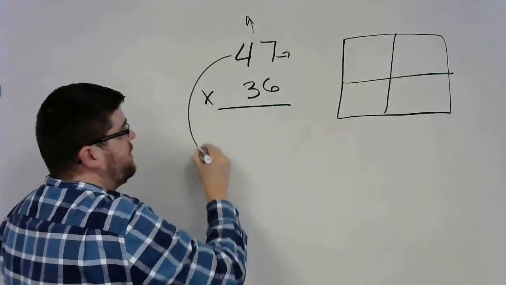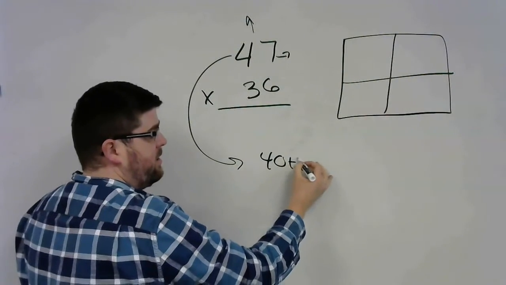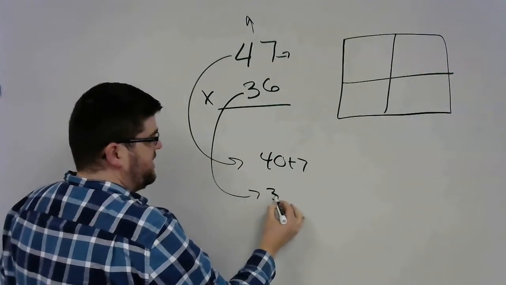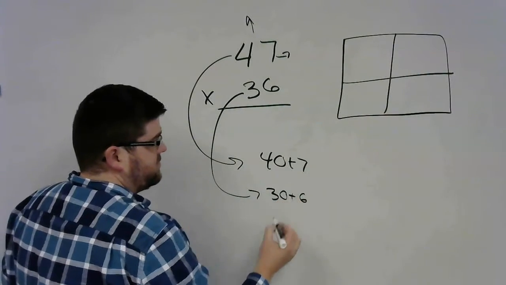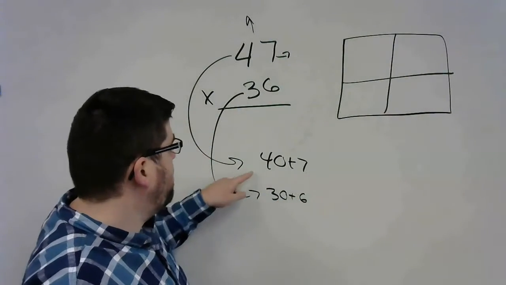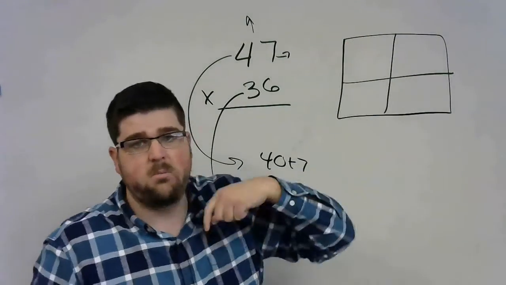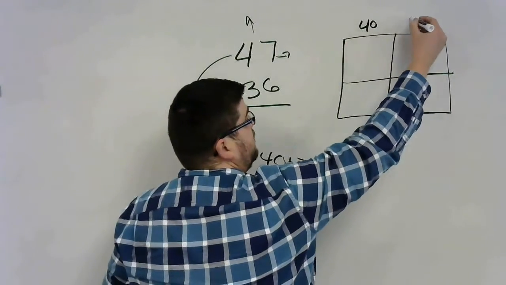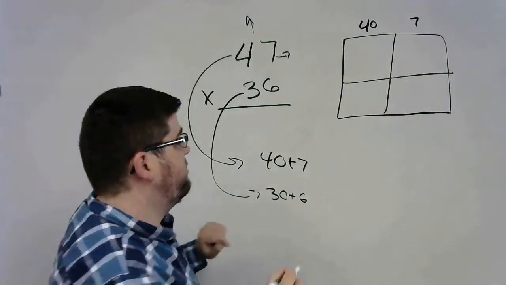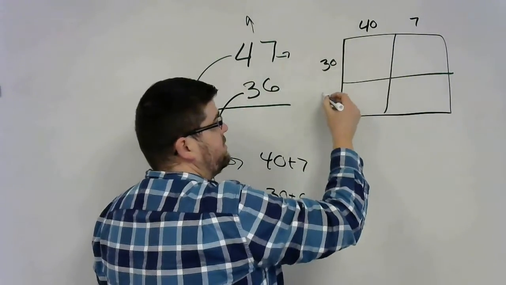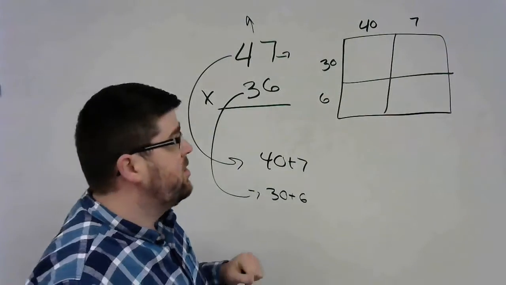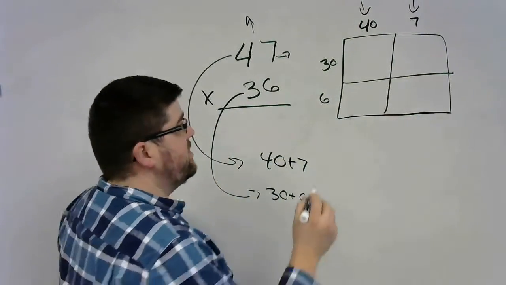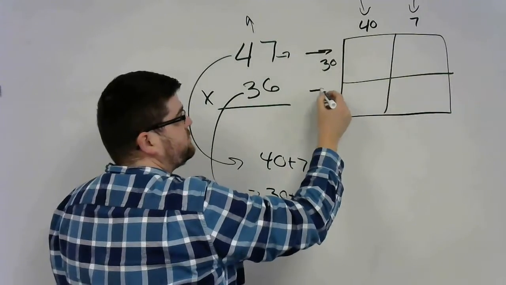Let's go down here. I know that 47 is the same thing as 40 plus 7, and I know 36 is the same thing as 30 plus 6. So what I'm going to do is arrange these on my 4 square before I multiply. So I know 47 is 40 plus 7, and I know 36 is 30 plus 6. Then these numbers on the top multiply down, and these numbers on the side multiply across.